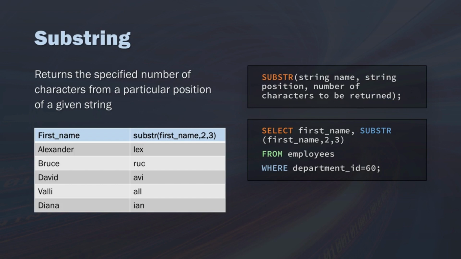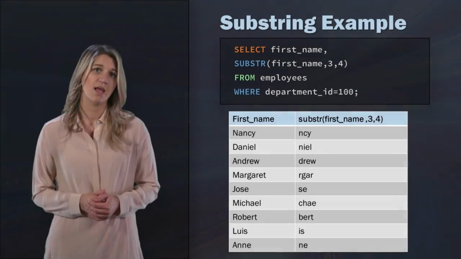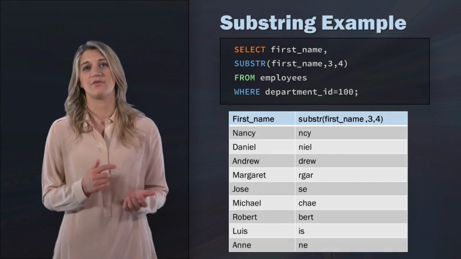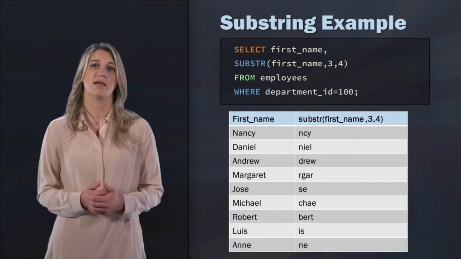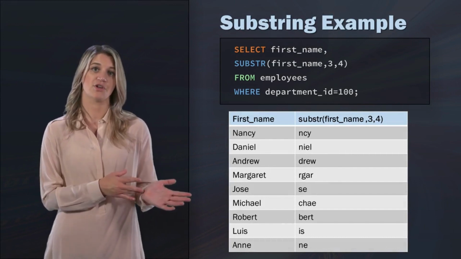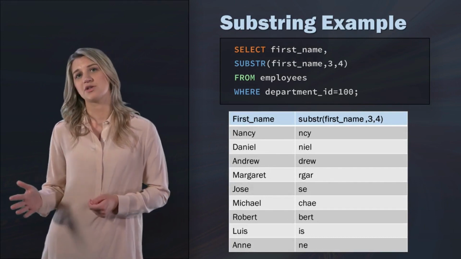How this works is you write out the function substr. The first thing you're going to give this function is the string name. So where do you want it to pull it from? And then you want to say where is the string position. So that's what's the string starting position. Then what are the number of characters that you want returned? In this example, I'm going to look at the first name. Then I'm going to have my substring start at the third character, and I wanted to pull 4 characters starting there.